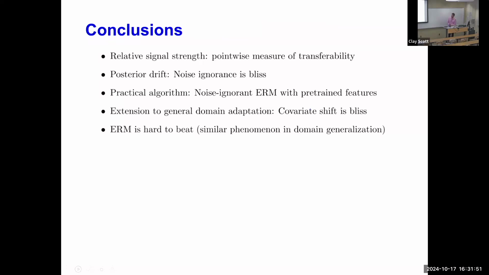All right, so in conclusion, relative signal strength is a pointwise measure of transferability from a noisy distribution to a clean one. Posterior drift is a good model for classification with label noise, a very general model. And our conclusion, both theoretically and practically, is that noise ignorance performs well.